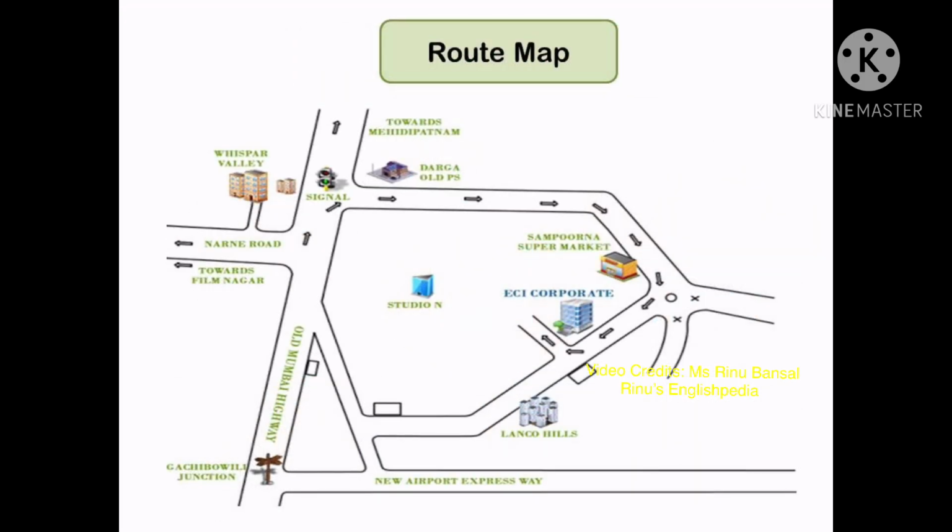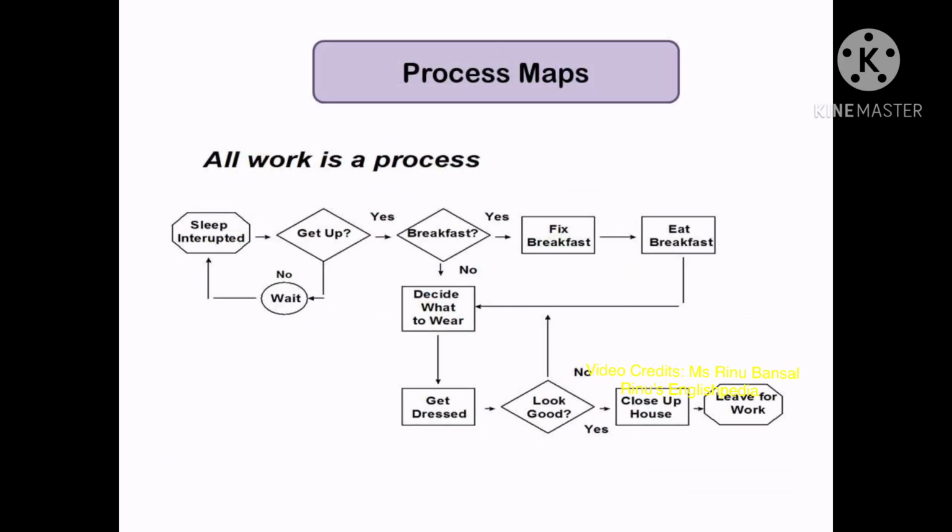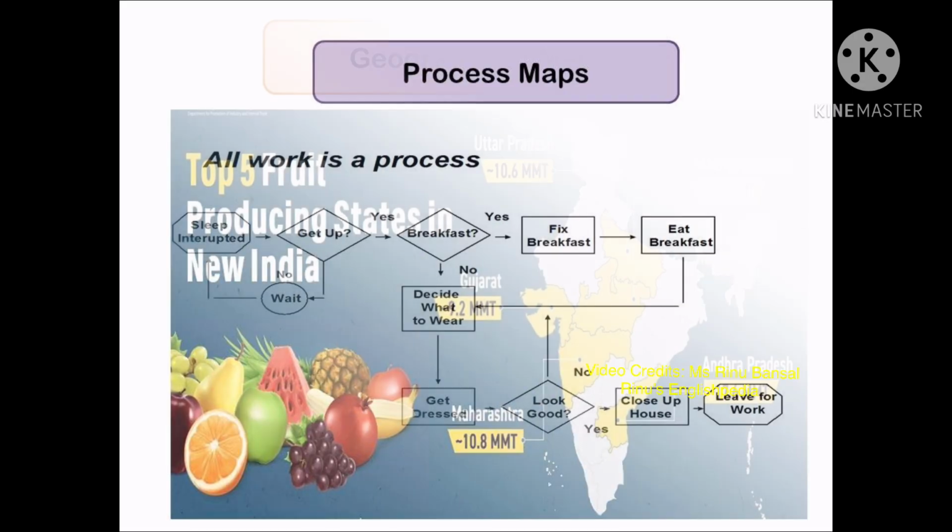A route map offers directions from one place to another. Looking at the arrows, we are supposed to describe how we are supposed to get from one point to the second point. In a process map, some kind of process or a procedure is explained, and we have to follow the points in order to write a paragraph.